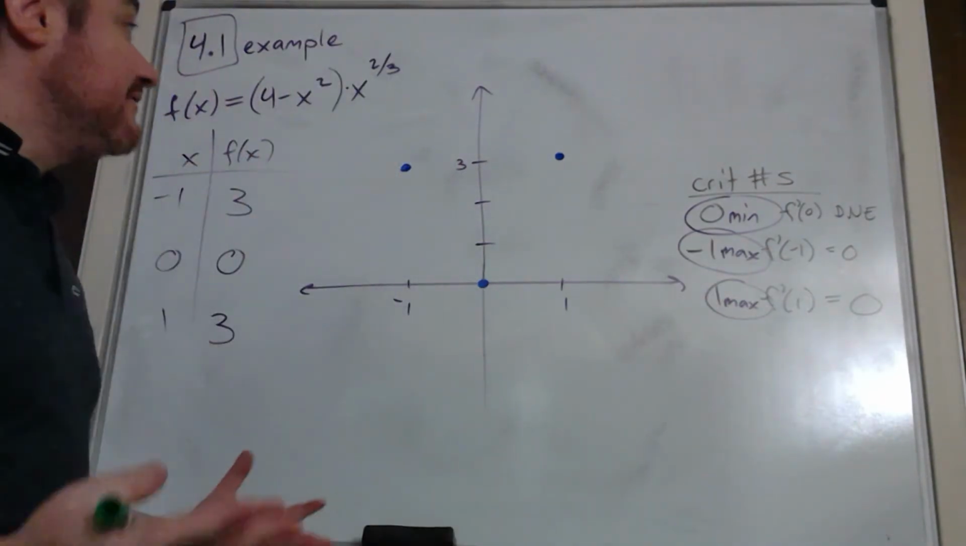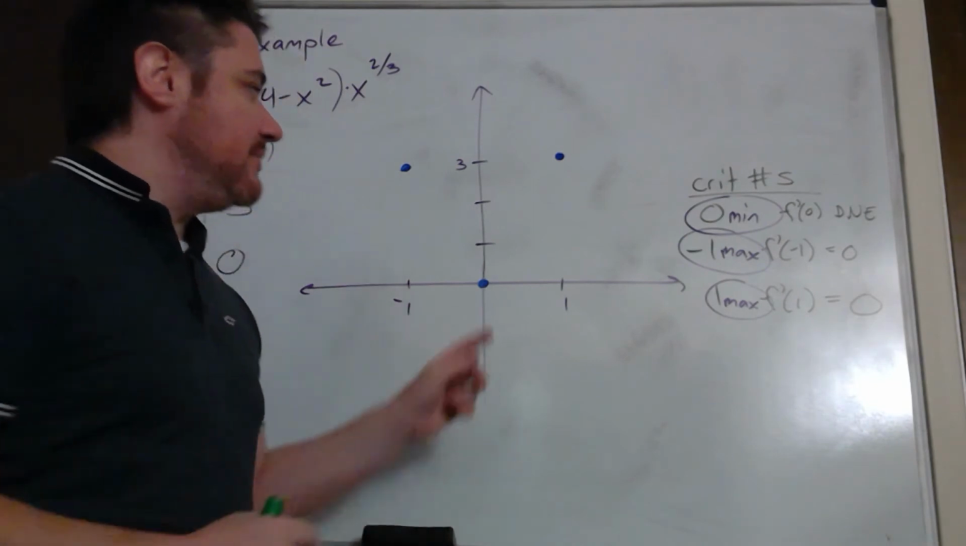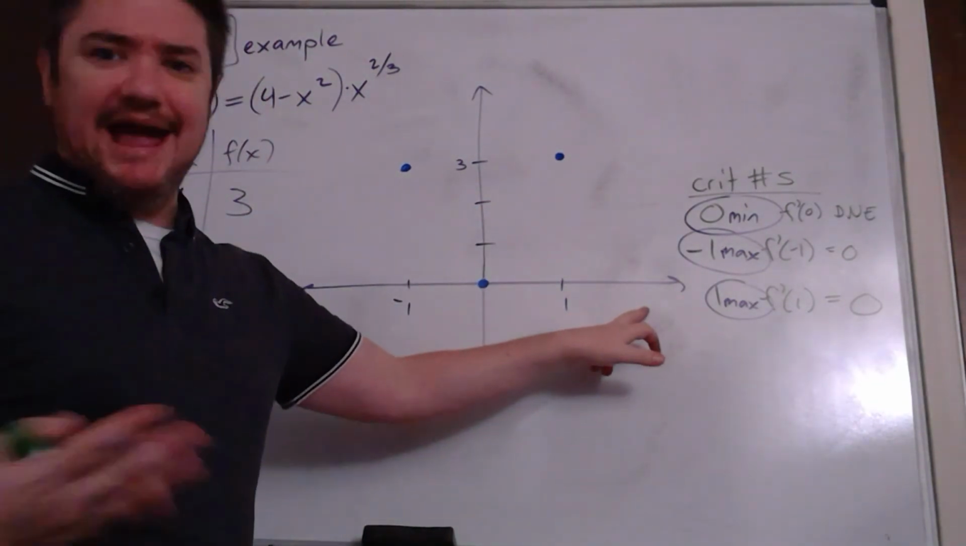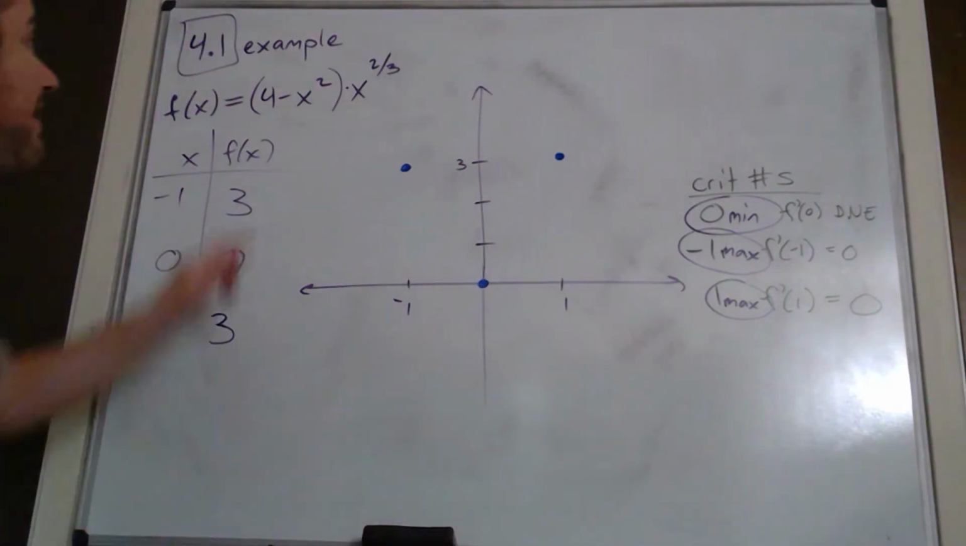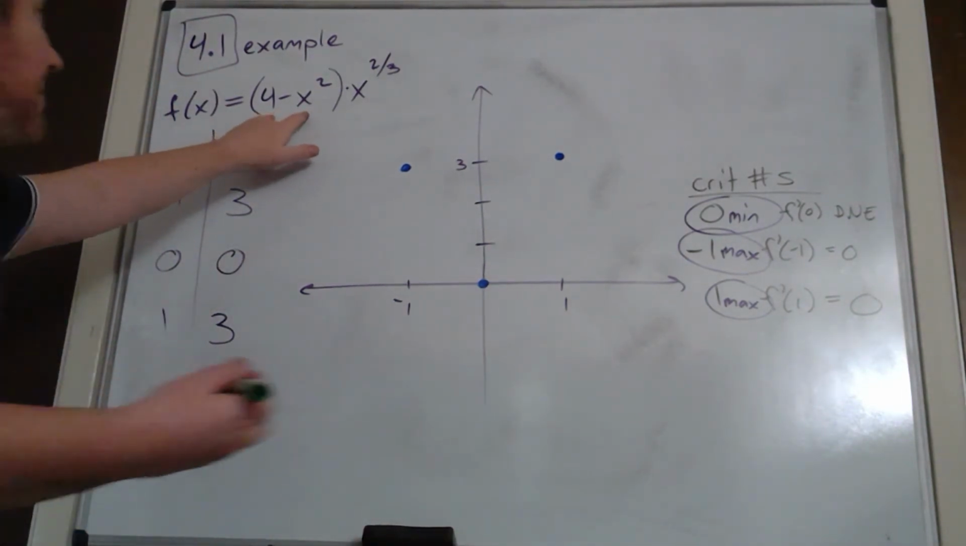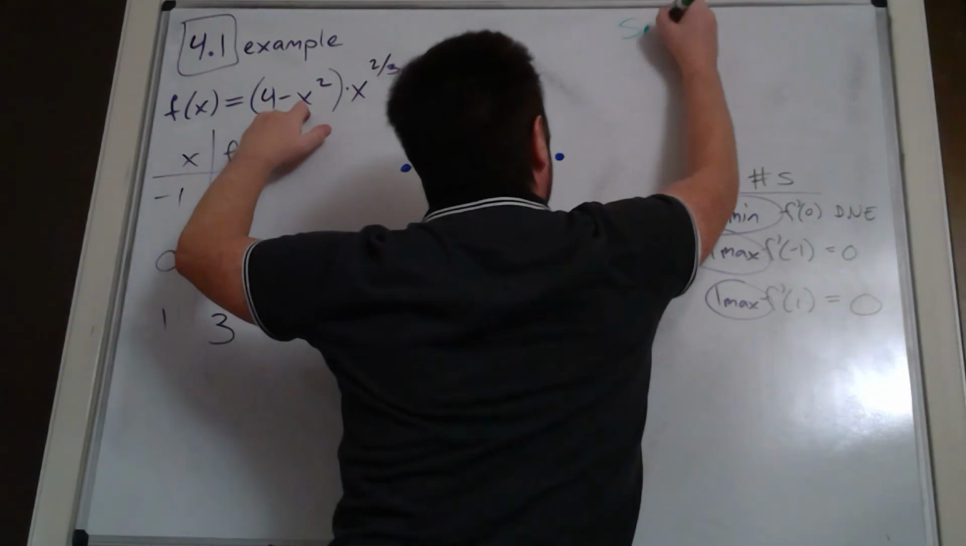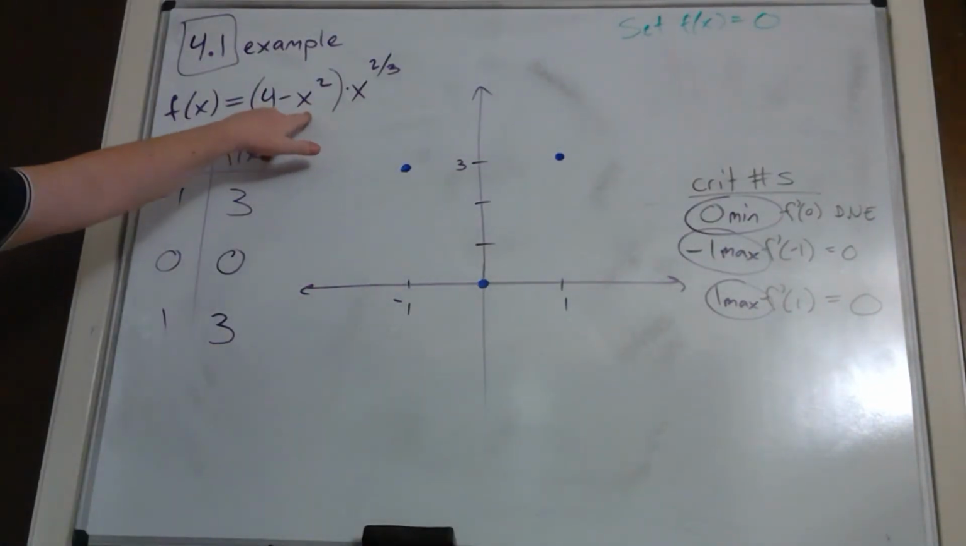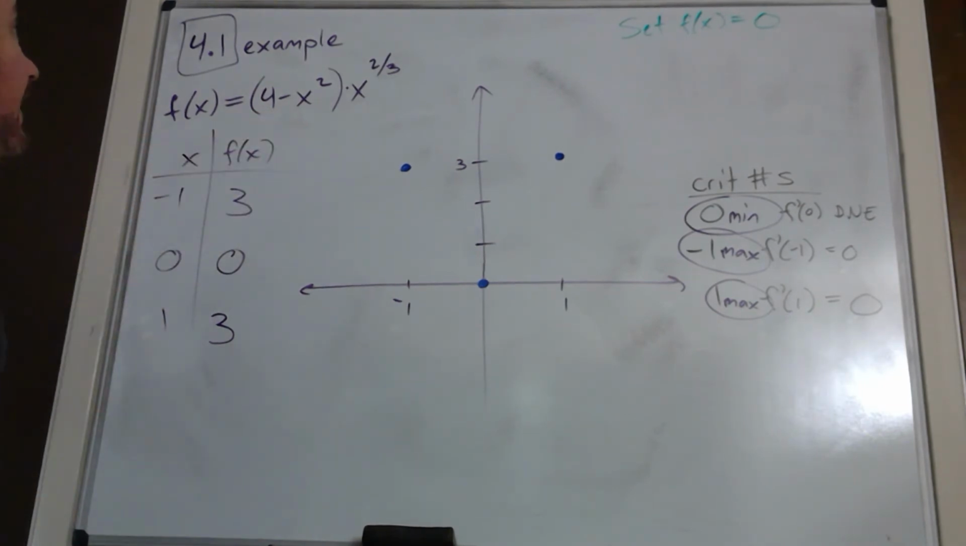So I could plot extra values, right? So a real nice way of doing this might be choose a point between these and plot it to kind of see how high I go. Choose a point after this to kind of see how high I go. Maybe find other x-intercepts. So that might be something interesting. Set f of x equal to 0. Set your original function equal to 0 if you want to graph it.